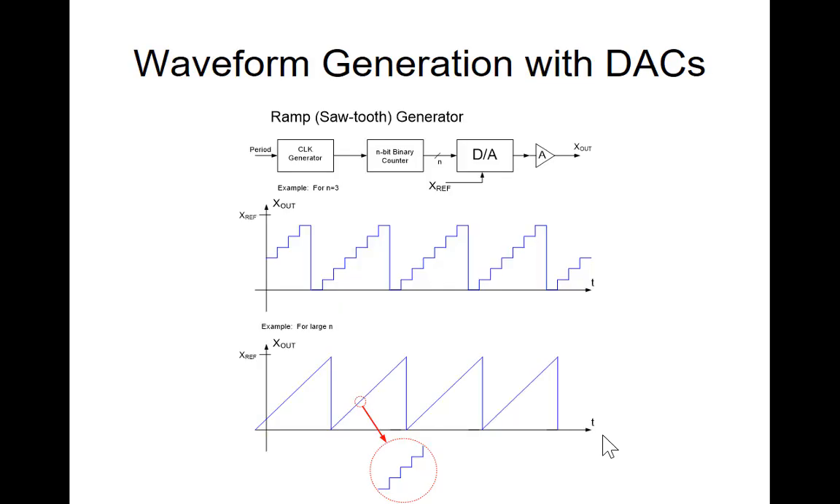So how do we use it for waveform generation? Here's an example of a sawtooth generator.